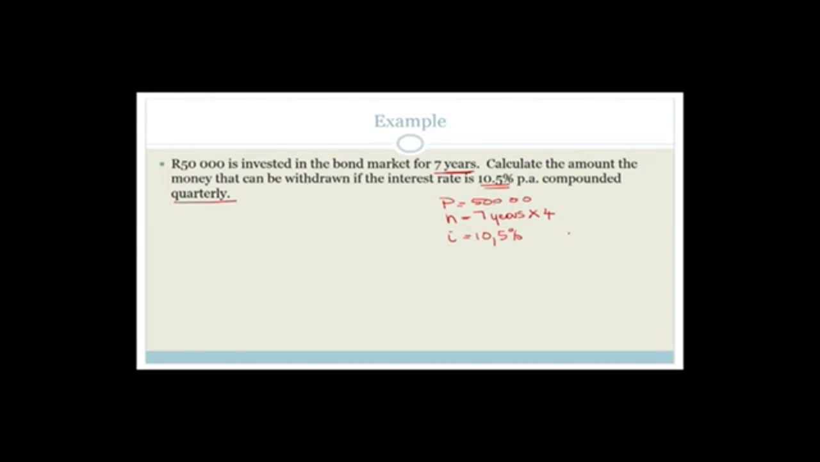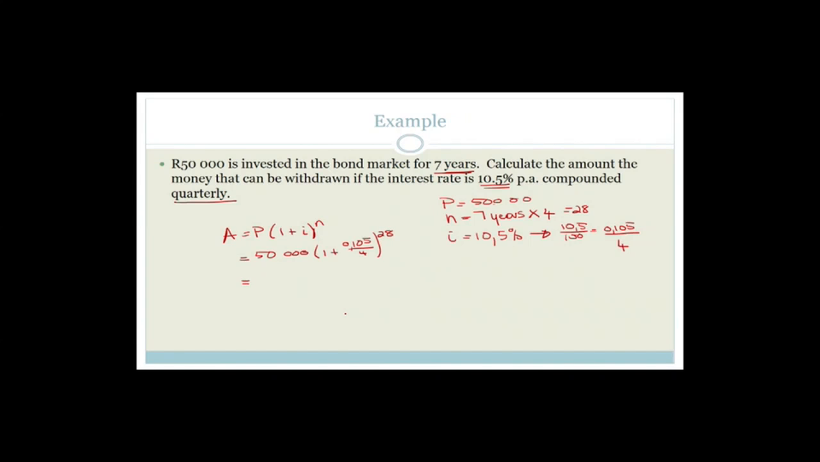We have to take this 10.5 and convert it to a decimal. So that becomes 10.5 divided by 100 is equal to 0.105. And then we have to divide it by 4. Okay, and then we just substitute into our equation. A is equal to P, 1 plus I, all to the power of N. So we've got the principal is 50,000, 1 plus 0.105 all over 4, all to the power of 7 times 4, which is 28.